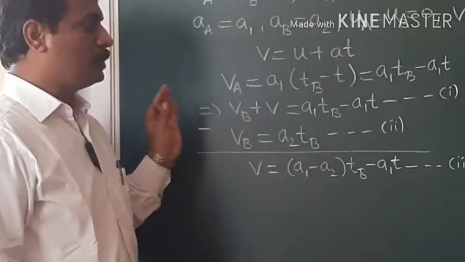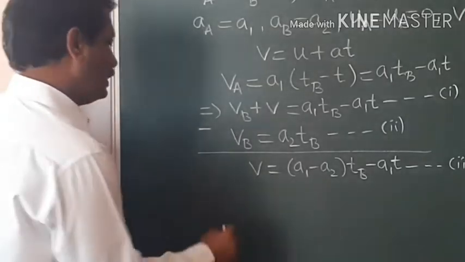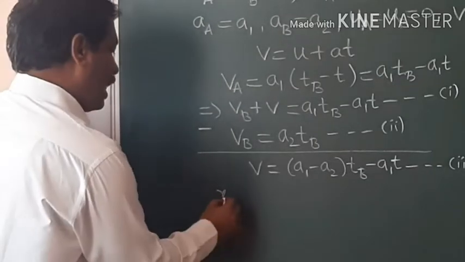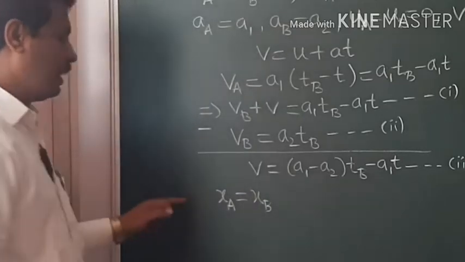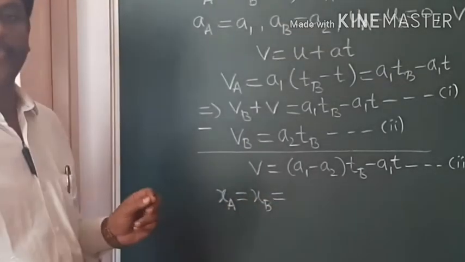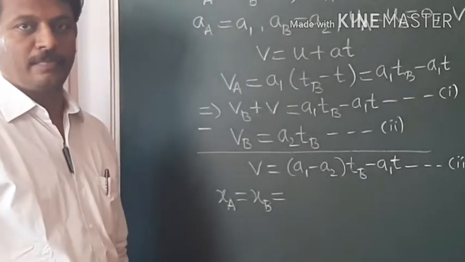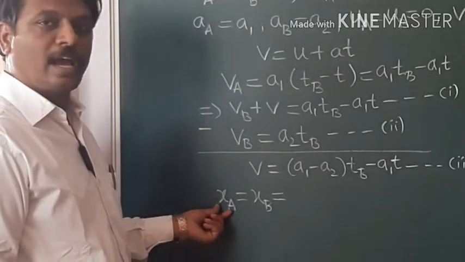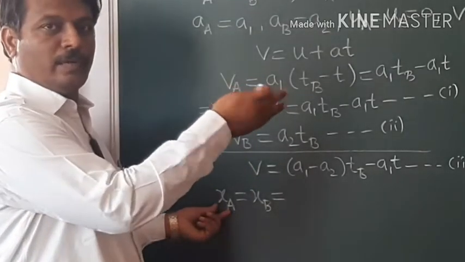Suppose the distance covered by car A and car B to complete the race is X. Both car A and car B have covered the same distance. Therefore let us take XA is equal to XB. Here we will apply the formula X equal to ut plus half at square. So first we apply it for car A. For car A, ut, u is 0, so u into t becomes 0.